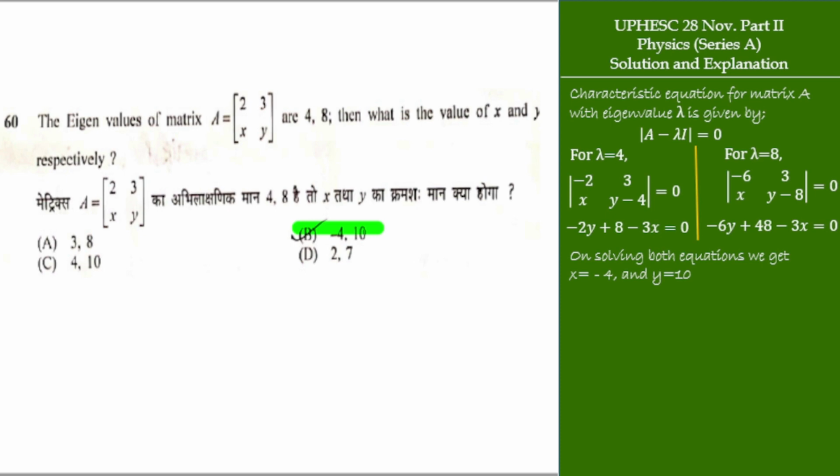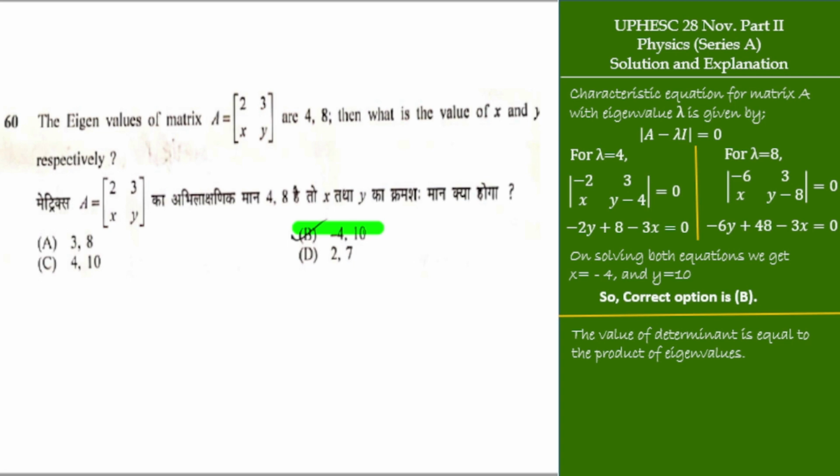Now for the second method, if you do not have sufficient time to solve this problem in the examination, you may use the reverse approach, meaning you may substitute the values from the options. So how will you solve it this way? The product of the eigenvalues gives you the value of the determinant. So what are the eigenvalues? 4 and 8. So the value of the determinant will be 48. So if you have some values of x and y, you can supply these values one by one and get the value of the determinant.